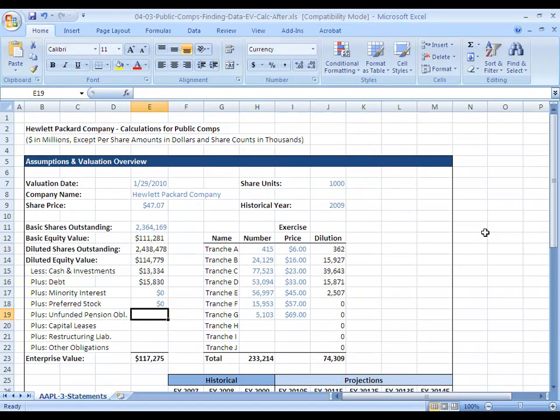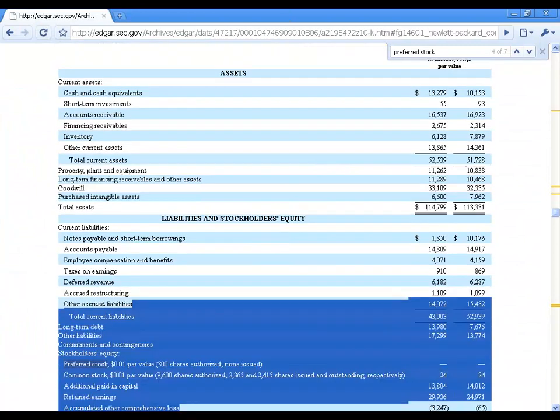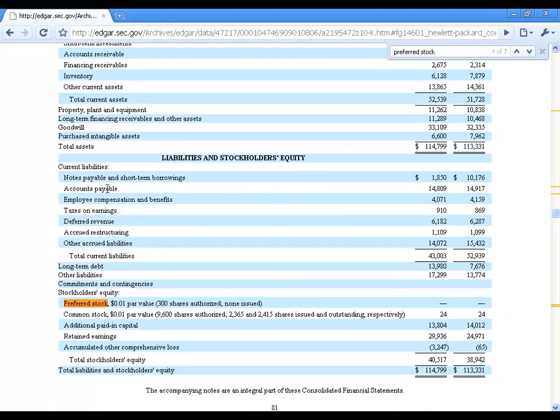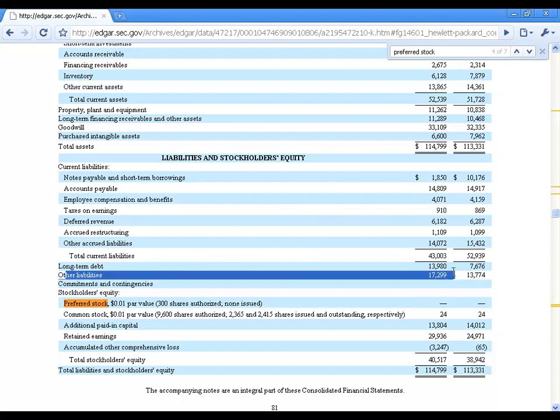Now, for the unfunded pension obligations. So looking on the liability side in the balance sheet, we don't see anything here that jumps out and says pension obligations. However, we do have this line item, employee compensation and benefits right here. So we want to look at that in detail because we might want to be adding in some or part of this, or maybe even a completely different number. Also, we have this other liabilities line item right here. We don't know what's included in this, and that could actually include pension obligations as well.